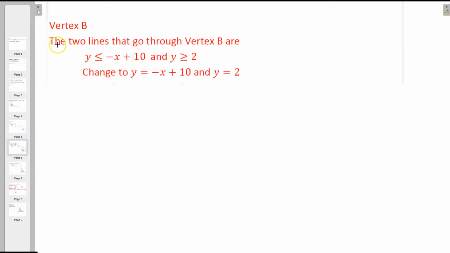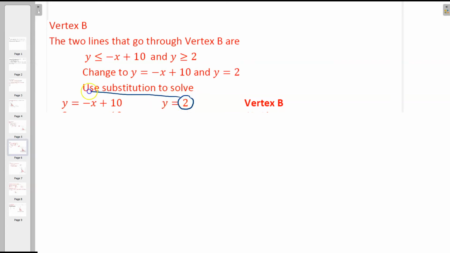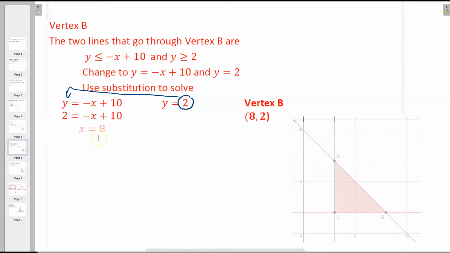Vertex B, the two lines that go through vertex B are Y less than or equal to negative X plus 10 and Y greater than or equal to 2. We again change them into equalities and then use substitution to solve. We take our 2, and this time because it's Y equals, don't get caught there, Y equals, we substitute that in for Y. So this time we've got 2 equal to negative X plus 10, and we solve for X. Once we've got X equal to 8, we've got Y equal to 2. That gives us vertex B.